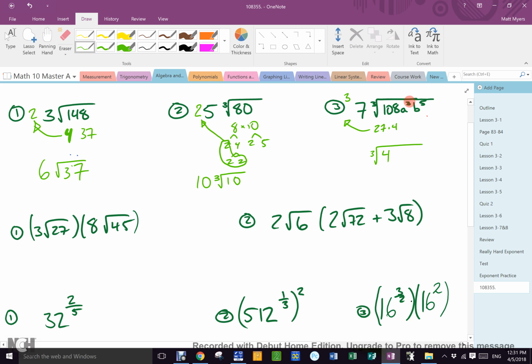Now, letters are no different. A cubed means what? A number cubed. A number. A cubed. So there's 3 of them. Is that a group of 3? Yeah. So what comes out? A. Just an A. Right? How many B's are in there?